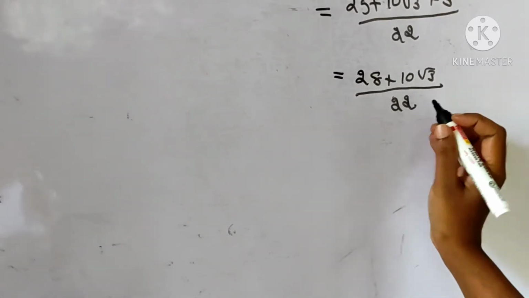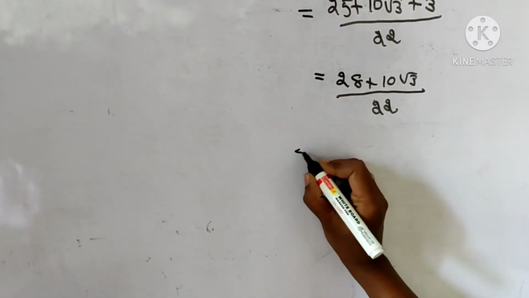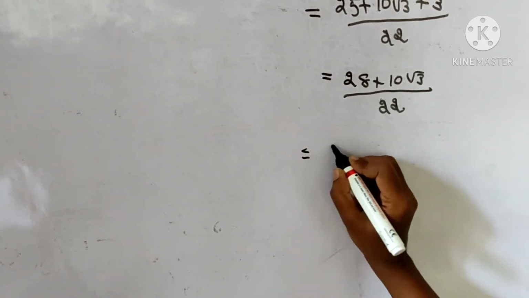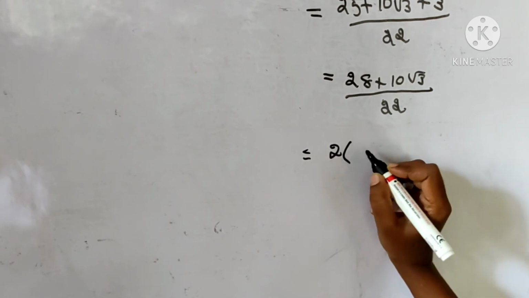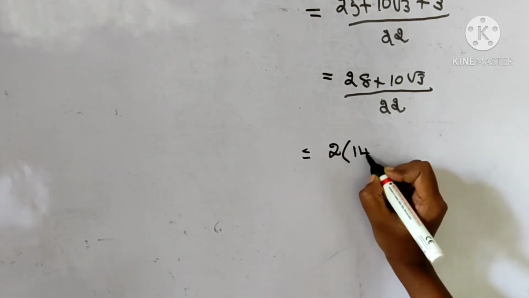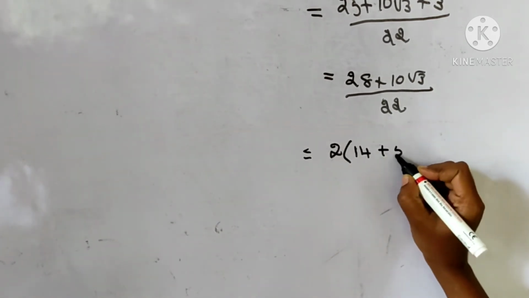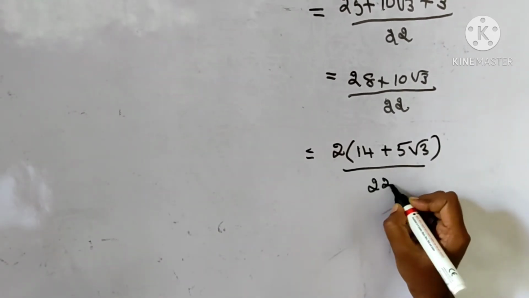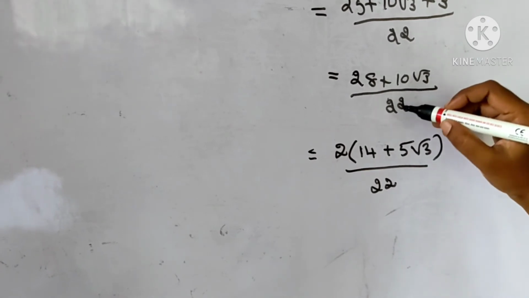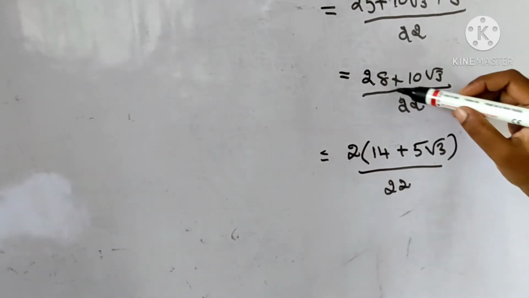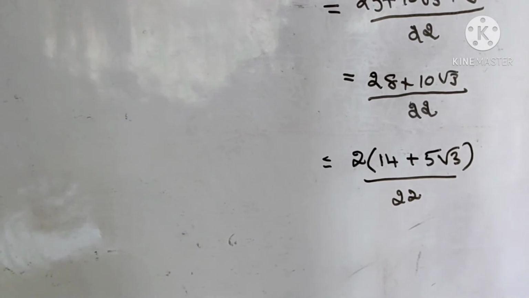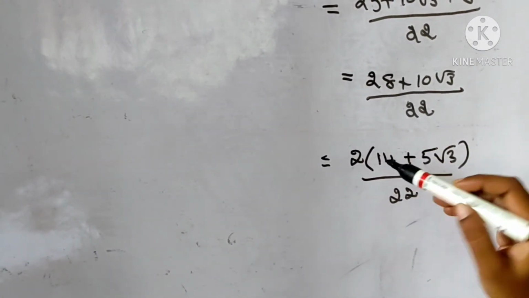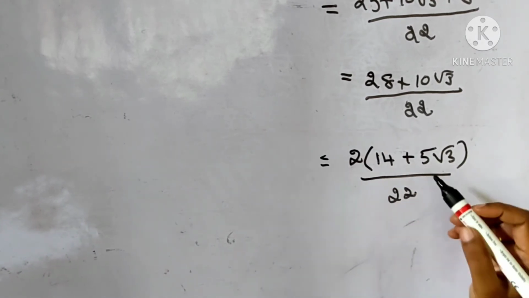So 28 plus 10 root 3 has the common multiplier 2. So we take 2 outside. 28 divided by 2 is 14 plus here we get 5 root 3 by 22. Before that, don't do the cancellation. So many of the students are going to cancel 28 and 22. Don't do that. Take the common multiples outside in the numerator. Only after that you find the cancellation.